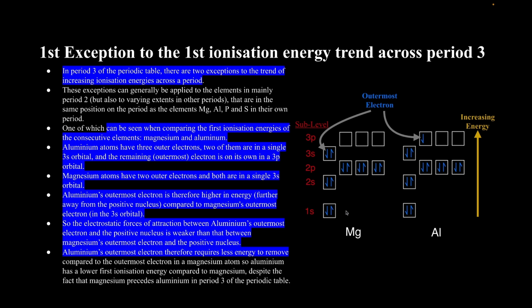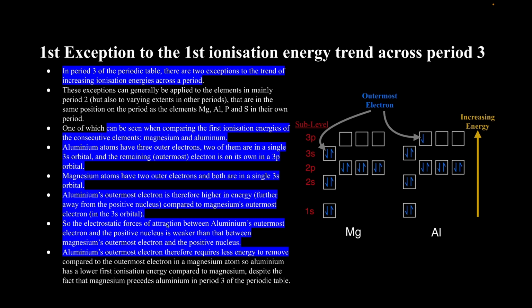Magnesium and aluminium have 3 main energy levels, but it is on the 3rd main energy level where the outer electrons are found. Magnesium has 2 outer electrons, aluminium has 3 outer electrons. Both have just 1 outermost electron, obviously, because there can only be 1. But aluminium's outermost electron is in a 3p sublevel, and magnesium's outermost electron is in a 3s sublevel. And again, the greater the sublevel, the higher the energy, or the more energy it has, because it is further away from the nucleus.